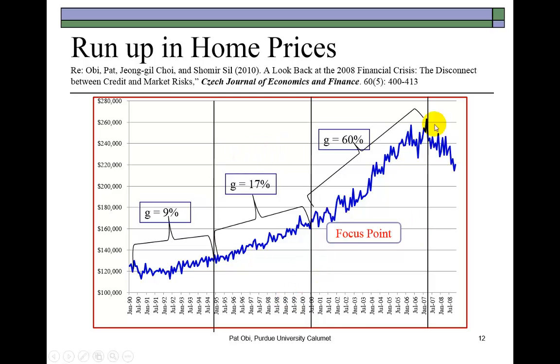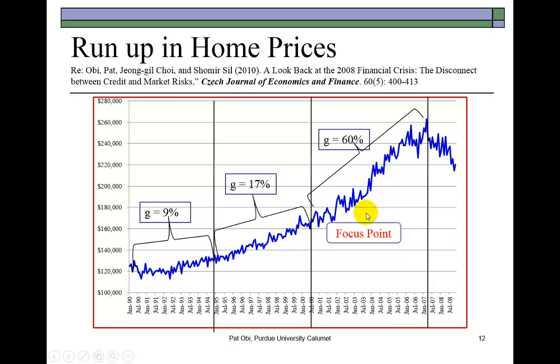Now this picture tells it all, which is the situation in the US housing market prior to the crisis. This is a crisis point right here. You can see that in the 5-year period ending in 94-95, median home prices grew by 9%, and this escalated in the second half of the 90s during the dot-com boom. It grew by 17%. But look at this. This is our focus point, when median home prices in the United States grew by a whopping 60%.